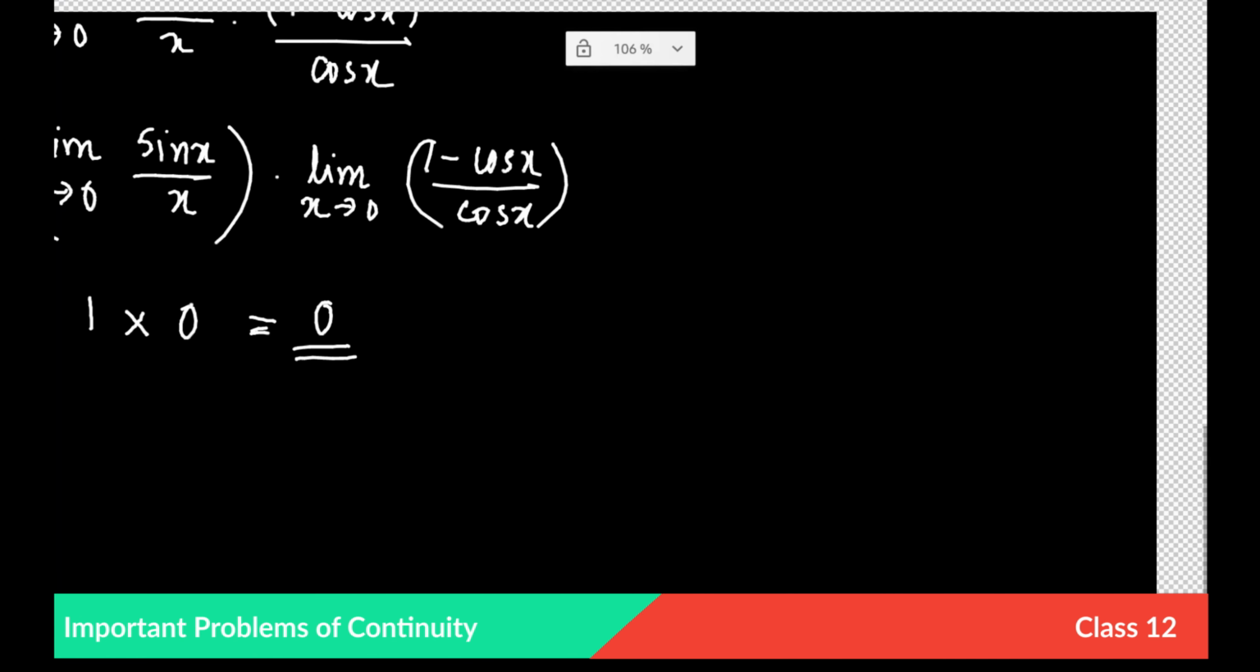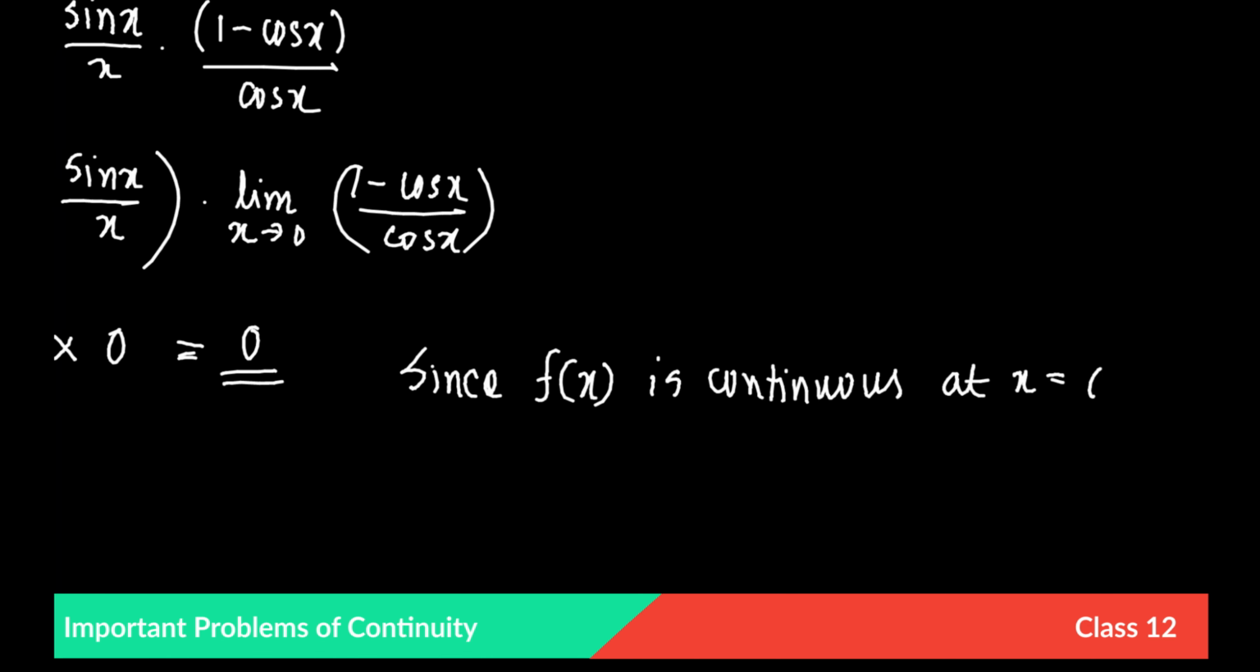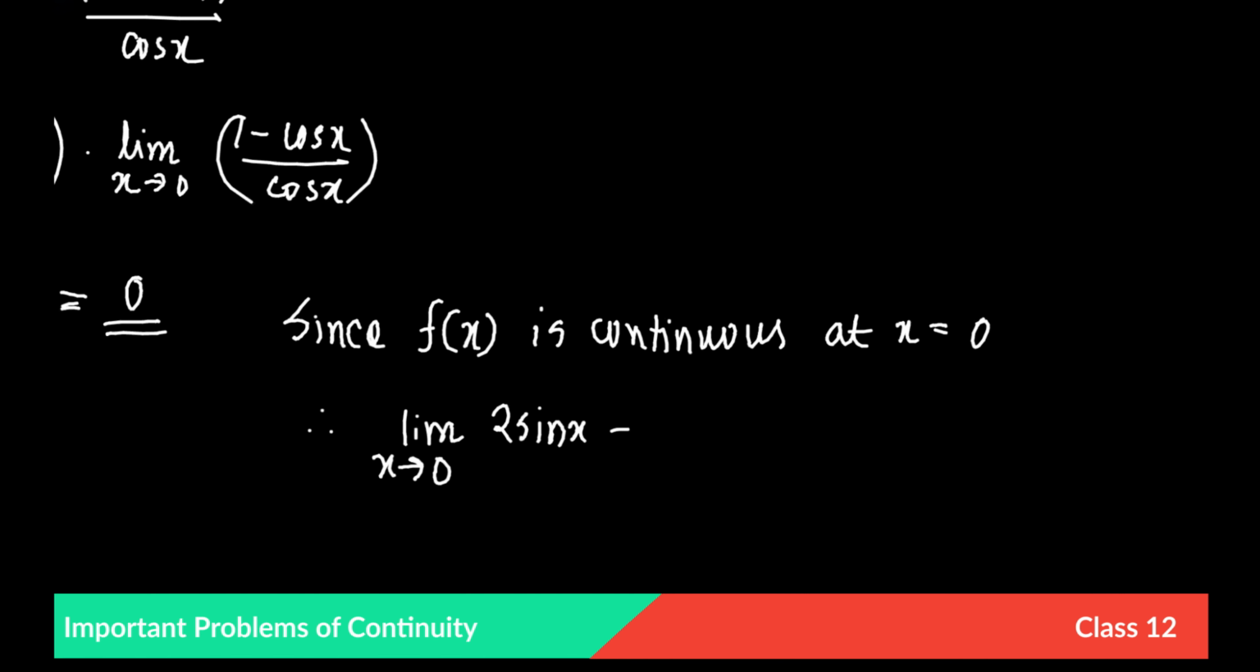Now we have to write, since f(x) is continuous at x equals 0, therefore the limit as x tends to 0 of 2 sin x. We have already written this in the first step, but still it has to be written in the last step.